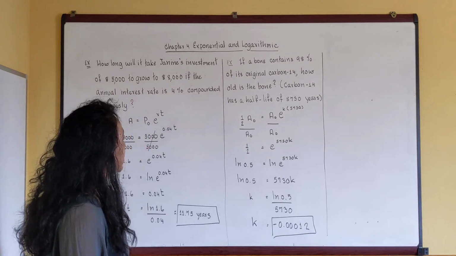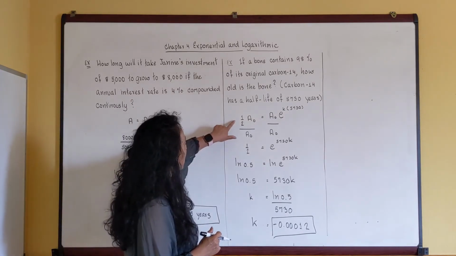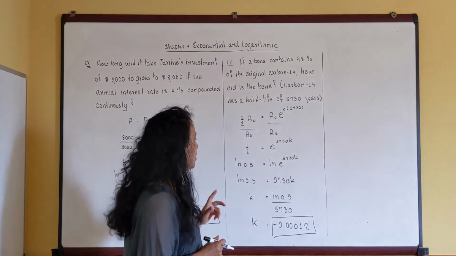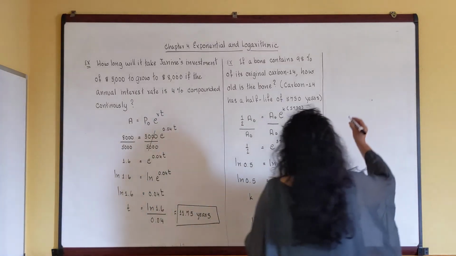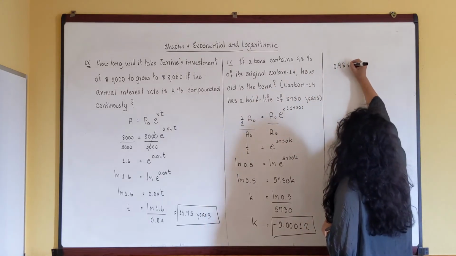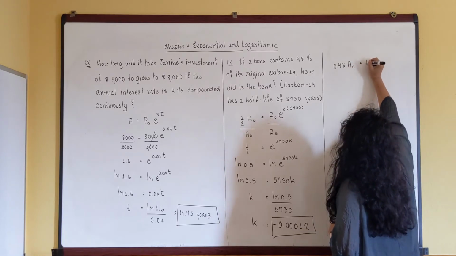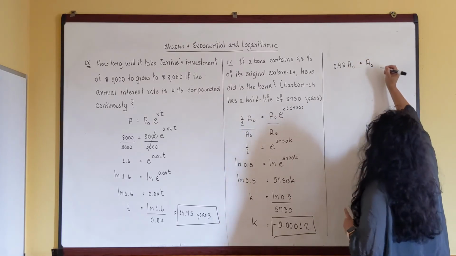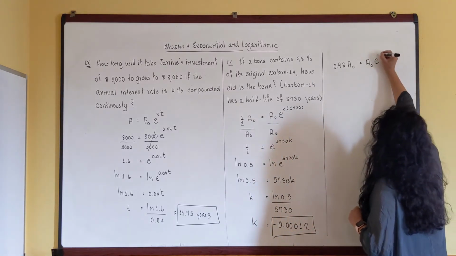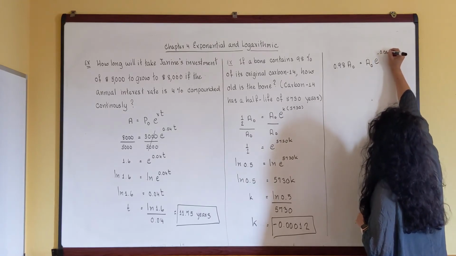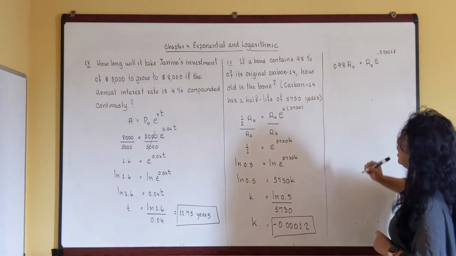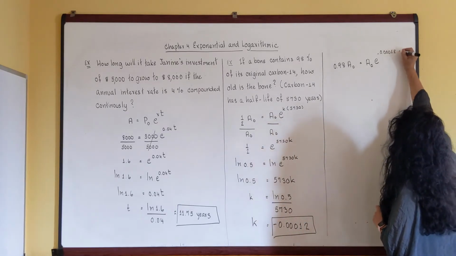Now I'm going to apply the formula again. We know the half-life is 5,730, but we say the bone contains 98% of its original. So I'm going to have 0.98 times the original. We don't know what it is, but it doesn't matter. Now I have my k, which is negative 0.00012, and we want to solve for time. How old is the bone? So we don't know the t.